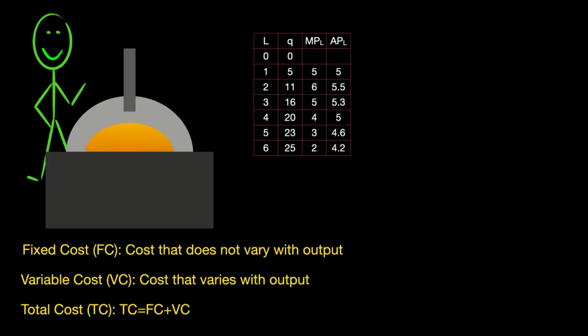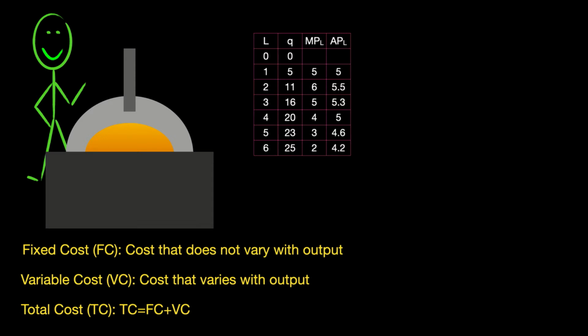Let's continue with our example of Jake producing pizza. Recall that in the short run, at least one input is fixed. For Jake, the input that is hardest to vary is his pizza oven. So we will continue to assume that his capital is fixed in the short run and that to produce more or less in the short run, he can only vary the amount of labor he hires.